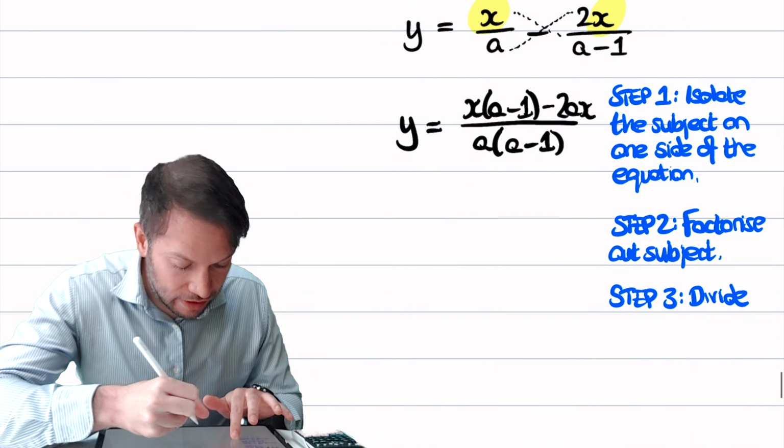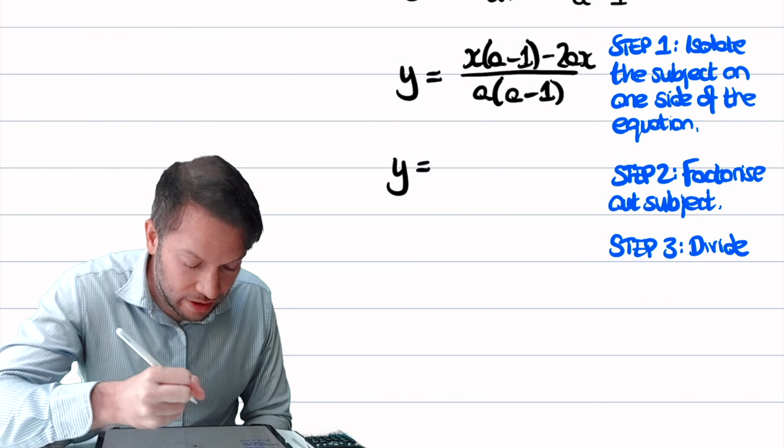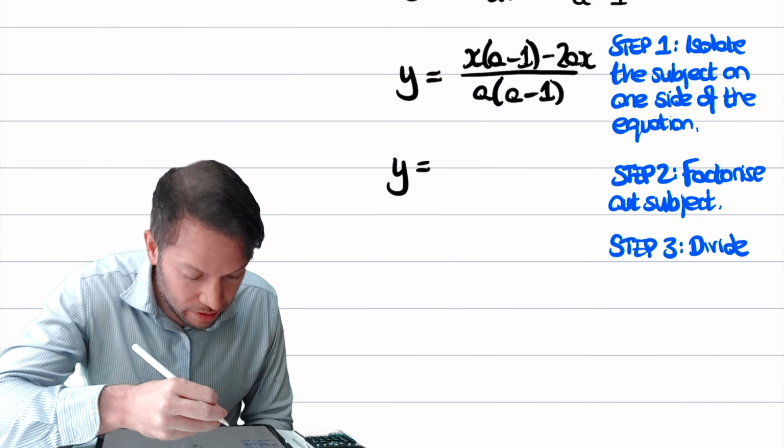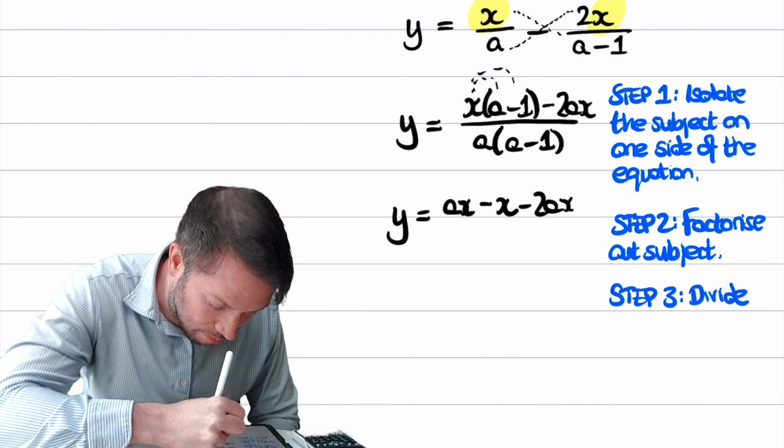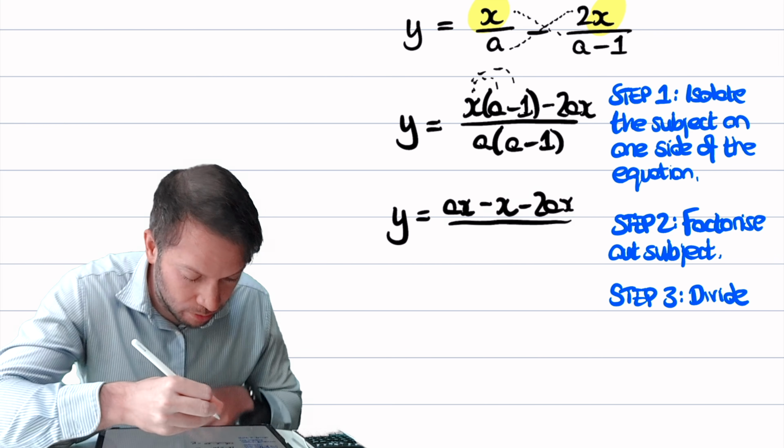So now we've got this, let's just expand out the numerator so we can simplify. So we got x times a, which is ax, x times minus 1, which is minus x. We've got the minus 2ax. And let's multiply out the denominator as well. We get a squared minus a. Now at this point, we've just got a nice single fraction.